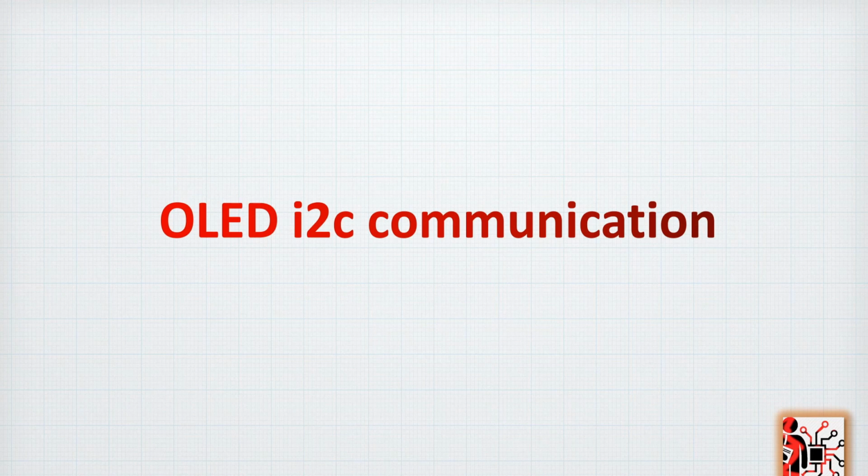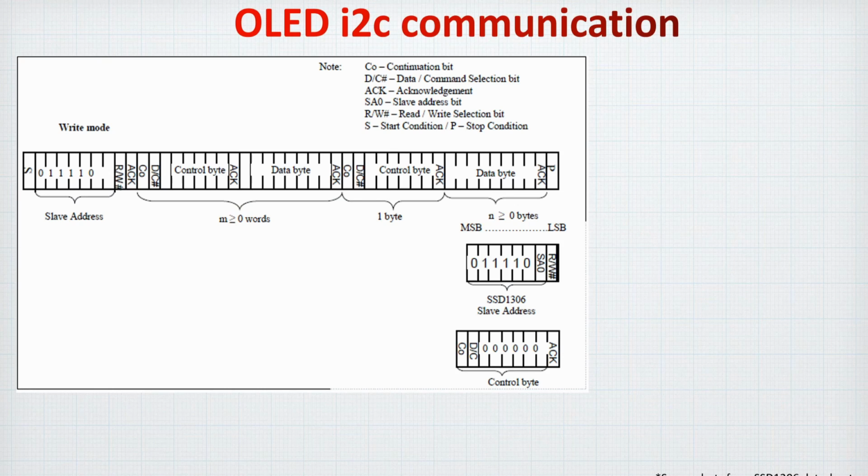So from the I2C communication perspective, what can we take a look at? As we have seen in the previous one, we first have to send an address, and after sending an address, we have to send a control byte each time. The control byte determines if after that byte we are going to send a data or a command. So this is the I2C bus data communication.